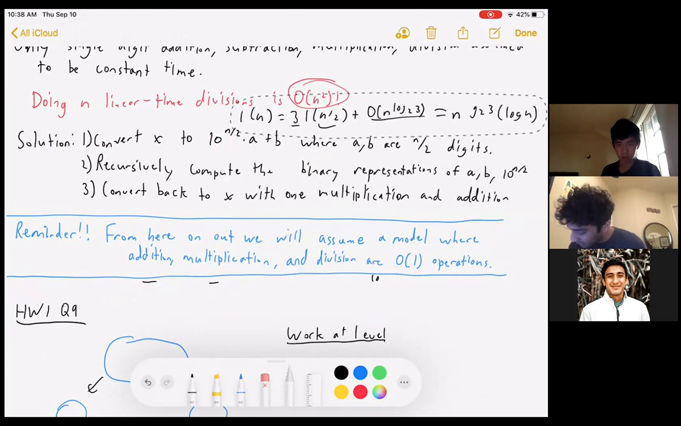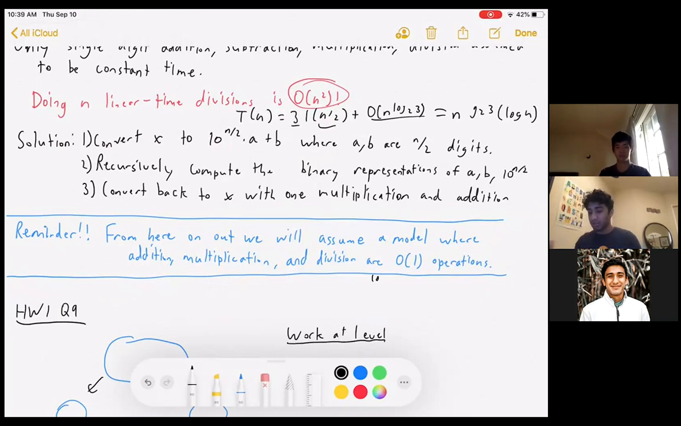You should keep this note in blue right here in mind: from now on, we will assume a model where addition, multiplication, and division are constant operations. It's just very special in this case because we want to help you understand how multiplication at its core isn't actually constant based on the number of digits of the numbers that we use. I see. It's like a different computational model. Exactly.